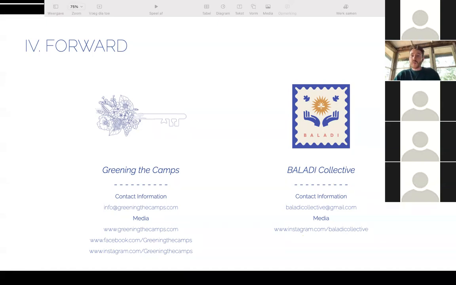Ahmad asks if we will keep on working with refugees under Baladi Collective or other designs. So if we work with refugees, it will be under Greening the Camps, and they're going to be tied together. Greening the Camps is a non-profit, and Baladi Collective will be a for-profit, so they'll be interchangeable. We will definitely be active on both fronts.